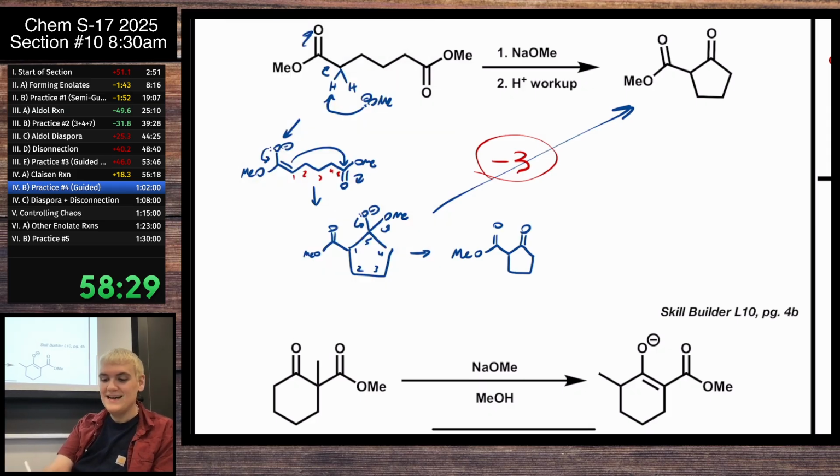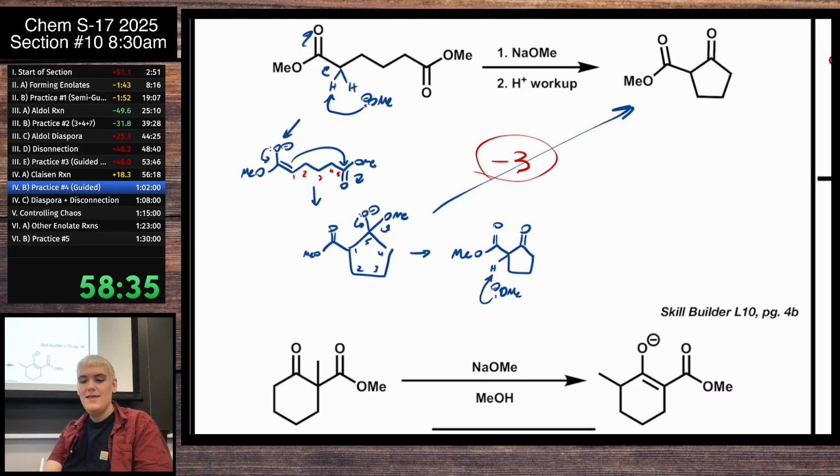So we formed a dicarbonyl. We are in base. Another equivalent of OMe is going to go and grab the hydrogen. And then now, do we push towards the ketone or the ester? The ketone, because it's less electron rich.